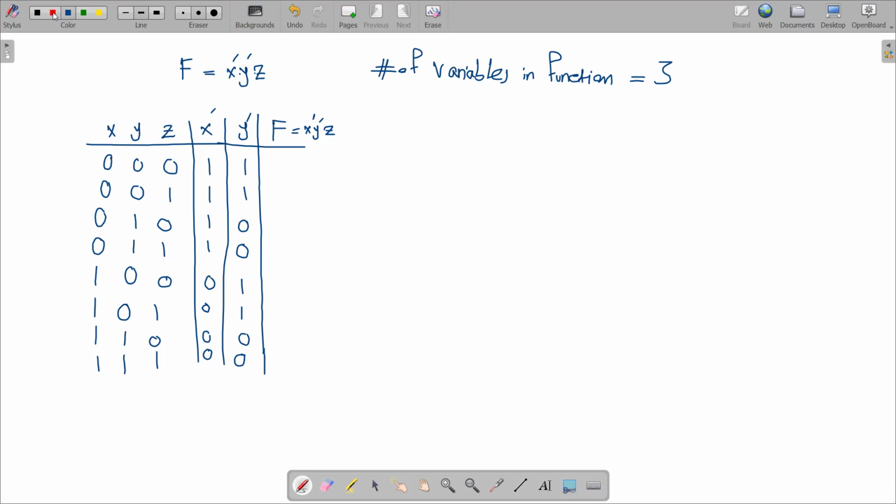Now, if I AND these 3 columns, x prime, y prime, z, I can produce f. 0 and 1 and 1 is equal to 0. 1 and 1 and 1 is equal to 1. 0, 1, 0 is 0. 1, 1, 0 is 0. 0, 0, 1 is 0. 1, 0, 1 is 0. 0, 0, 0 is 0. 1, 0, 0 is equal to 0. So you can see that I could draw the truth table of this function in this form.